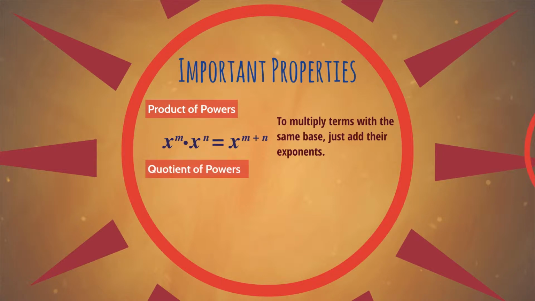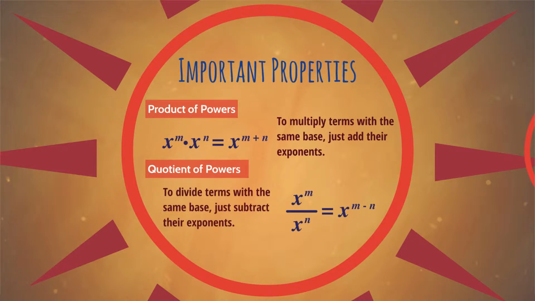Then we have the quotient of powers. This property is represented by x raised to the m over x raised to the n is equal to x raised to the m minus n. Now what does this mean? This means that to divide terms with the same base, just subtract their exponents. Sounds pretty easy, right? Remember that these properties only apply if the powers have the same base.